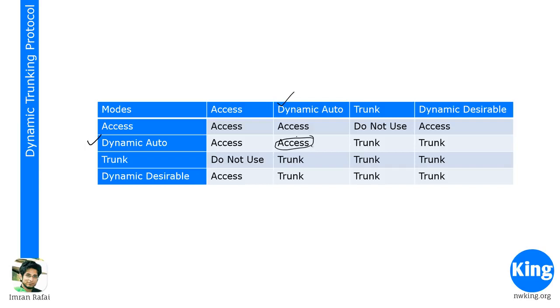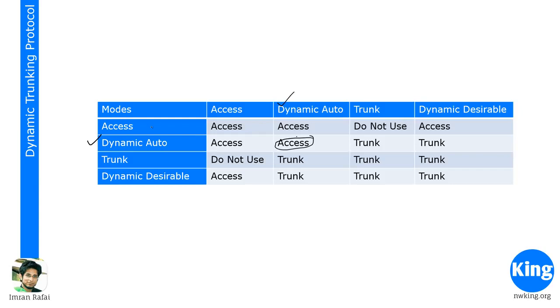So if you want the switch to negotiate a trunk, you need to make either one of those sides either a trunk, by hard coding the interface to be a trunk, or you can hard code that interface to be dynamic desirable. This is another mode. Every switch port can be in 4 different modes. The switch port can be an access port, a dynamic auto port, a dynamic desirable port, or a trunk port. So any of these 4 modes it can be in.